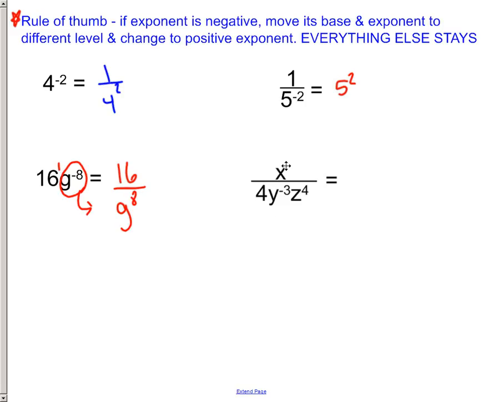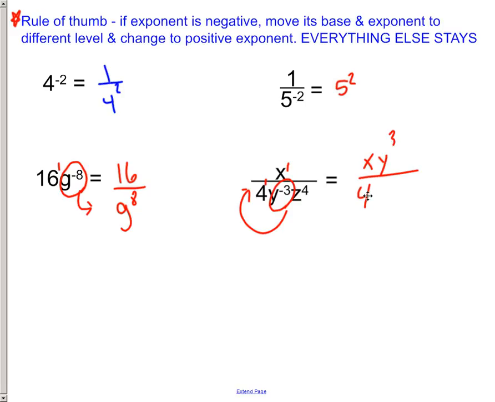What about this one? What's the exponent for the x? 1, so the x stays. What about the 4? Well, that's got an exponent of positive 1, so that 4 stays. It's happy where it's at. What about this y to the negative third? That's the unhappy one. We need to pop it upstairs. Y to the third, move the base and its exponent and change the exponent to a positive.